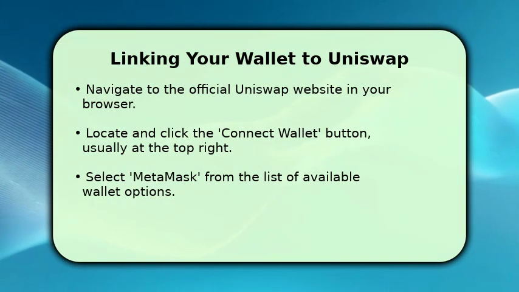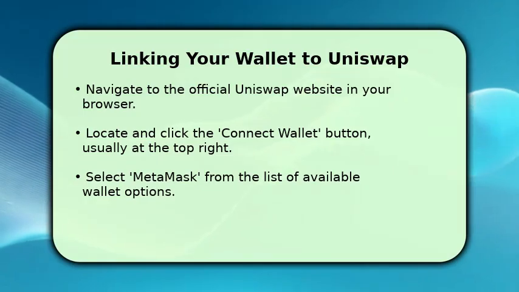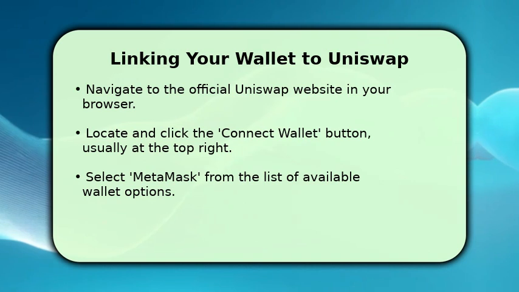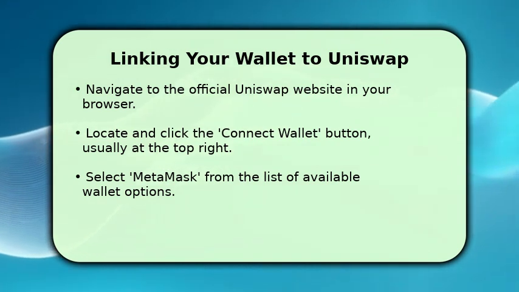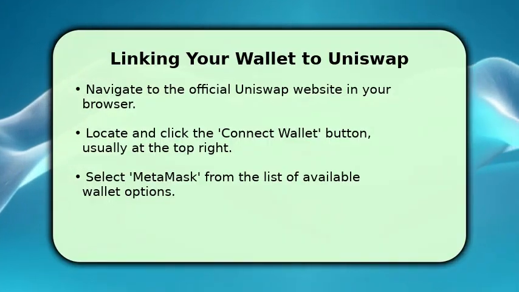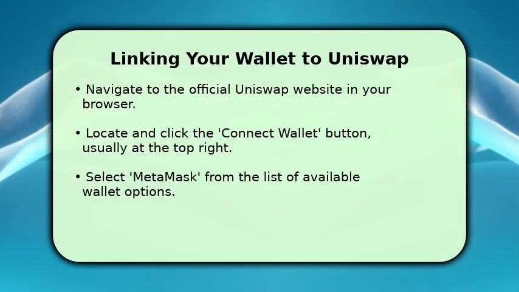Now, let's connect to Uniswap. Open your web browser and go to the official Uniswap website. Look for the Connect Wallet button, typically found in the upper right corner of the page, and click it. A list of compatible wallets will appear. Select MetaMask. Your MetaMask extension will then prompt you to approve the connection. Confirm this action to link your wallet.